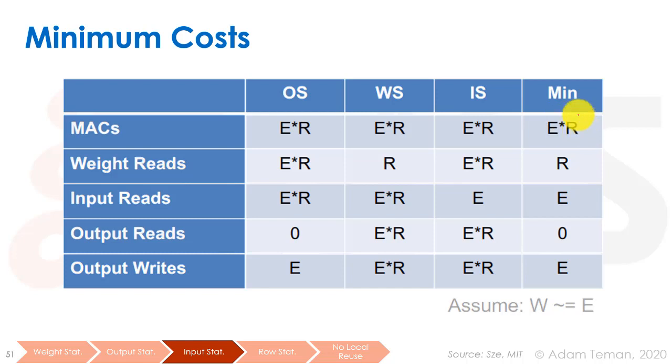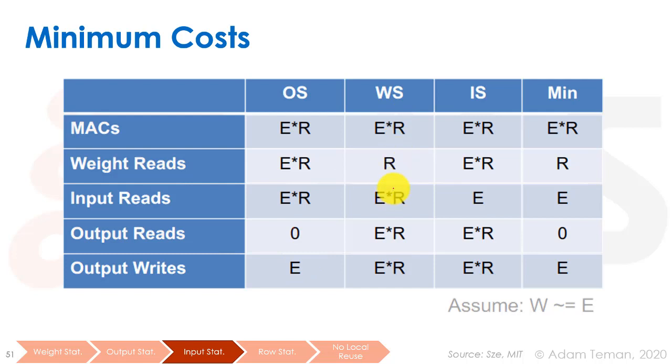Okay, so we had to do E times R max. The question is how many of the other things we had to do. For output stationary, we had to have E times R weight reads and E times R input reads, but we didn't have any output reads, which is really good, and we only had E output writes.